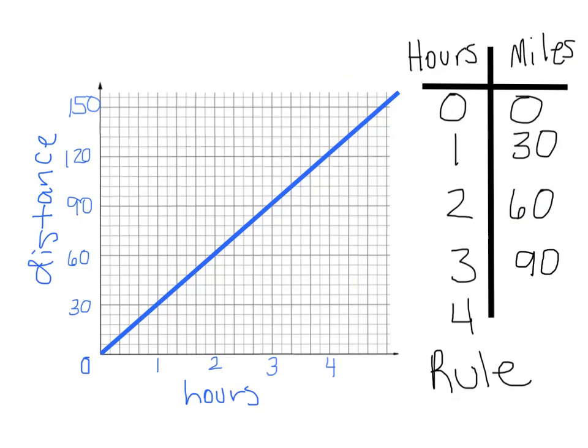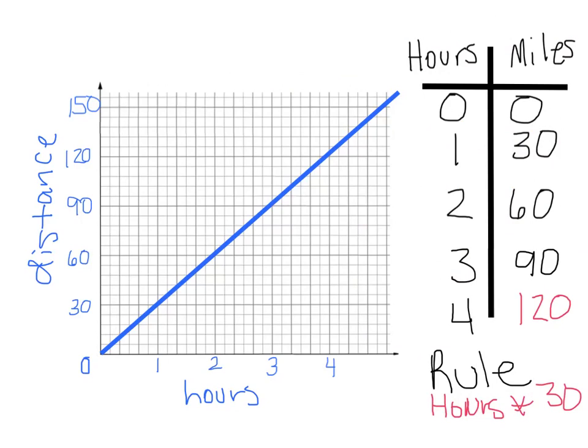So we could use a rule to represent these numbers. Can you think of what the rule would be? If you said that hours times 30 is the rule, you got it right on. We could actually even represent that with a variable, like 30 times h. So that makes it pretty easy to figure out what 4 would be. 4 hours would then be 120 miles.